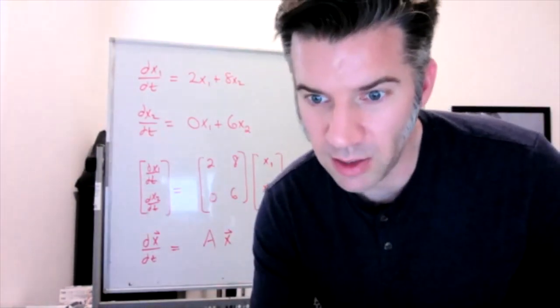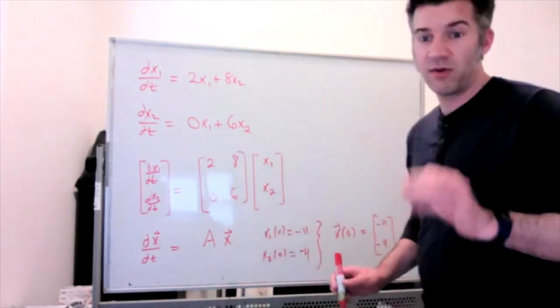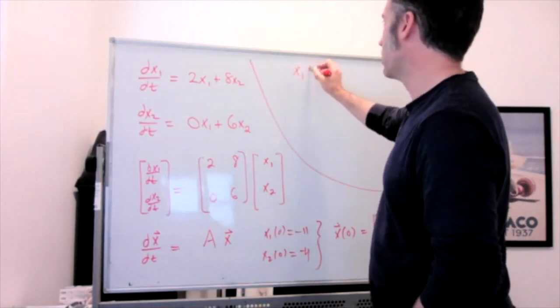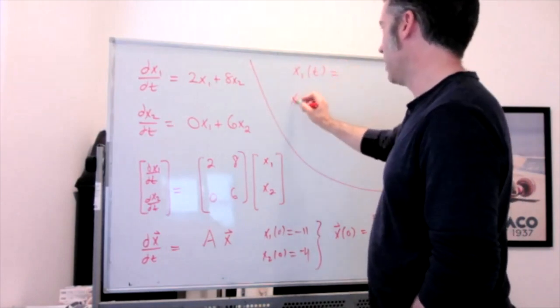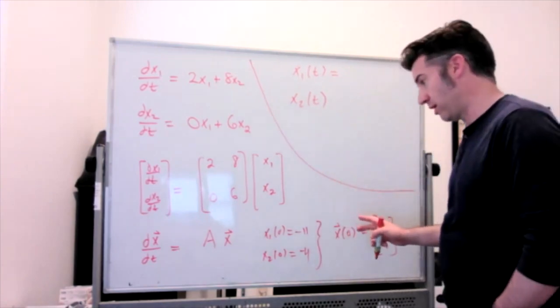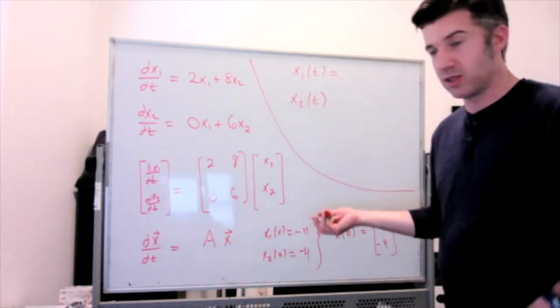So back to the problem. The problem says we want to solve this, and specifically they're asking us to write what x1 of t is and x2 of t. So notably, when we solve the system of equations, we know what the solution looks like.